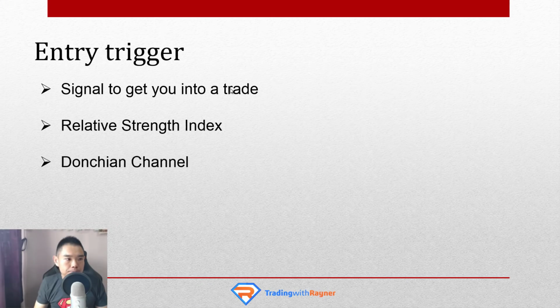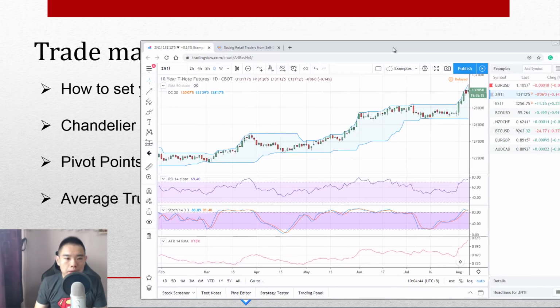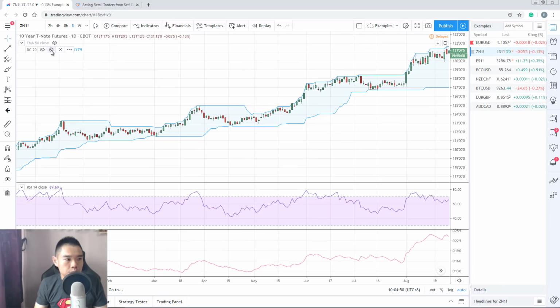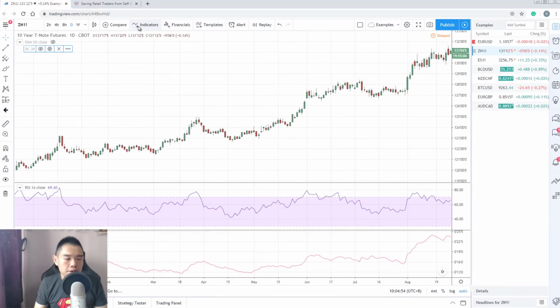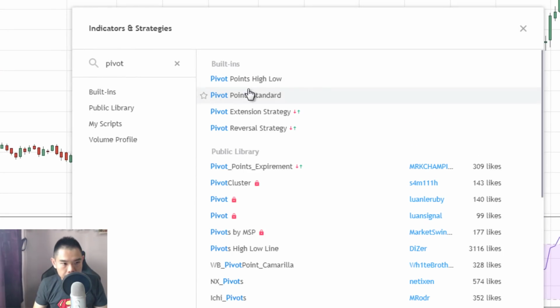And finally, the last group of indicators, they are used to help you manage your trade. They can help you set your stop loss, set your target profit, trail your stop loss, etc. You can use the chandelier stop, pivot points, average true range, etc. So again, just to illustrate, let's say we are going with pivot point. This is something that is used pretty commonly. I'm just going to fire out the pivot points, standard.